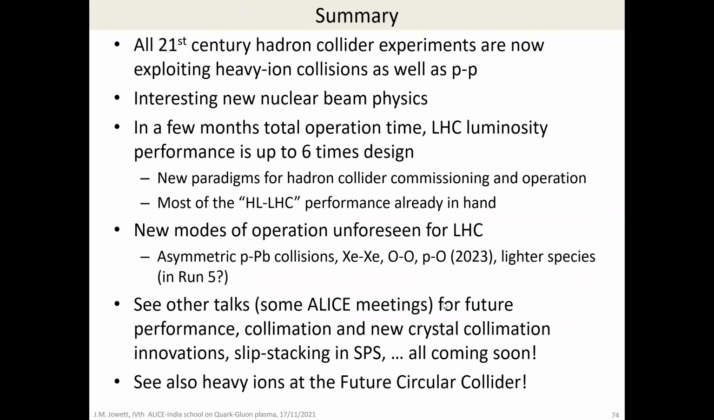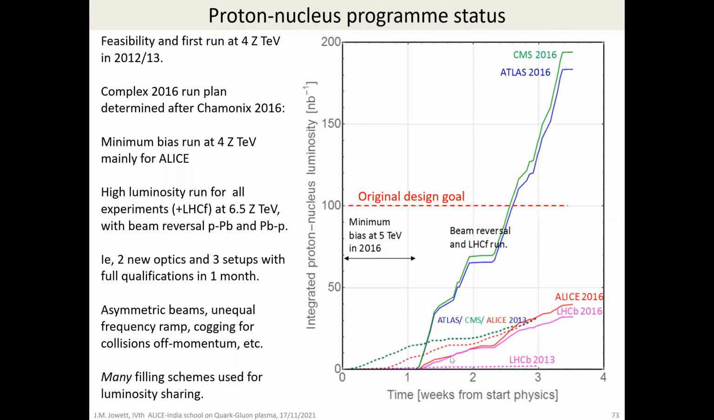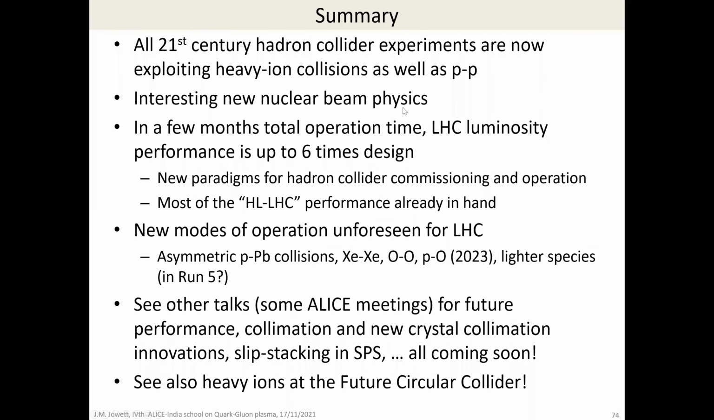Well, there's the proton nucleus program status. We had one short run in 2012, and then the runs in 2013 and 2016, and increased the luminosity dramatically during that time. Summary: all 21st century hadron collider experiments are now exploiting heavy ion collisions as well as pp. There is a lot of interesting new, often nuclear beam physics.